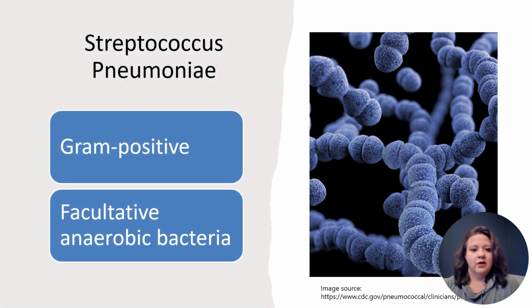One of the bacteria, Streptococcus pneumoniae, is considered a gram-positive bacteria, meaning it has thick cell walls that help protect it from antibiotics and other substances that could damage it. It is also a facultative anaerobic bacteria, meaning it can survive in the presence or absence of molecular oxygen.